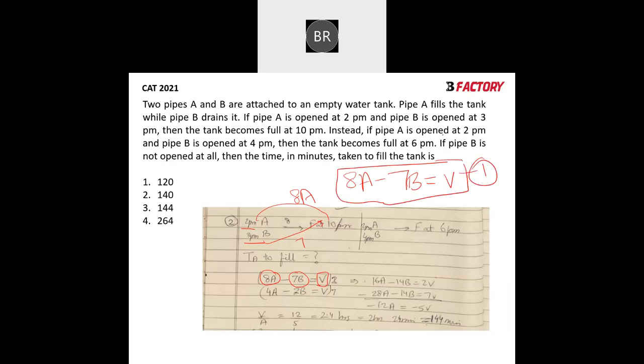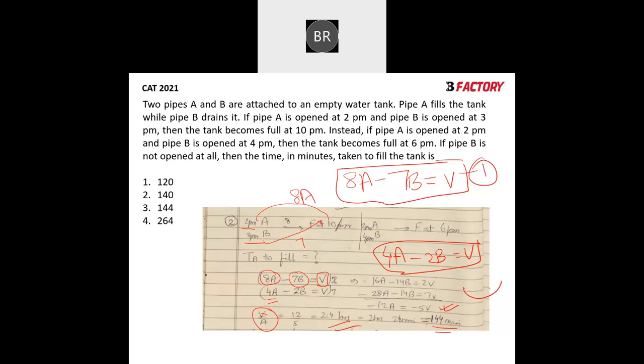Now, look at case number 2. Pipe A is opened at 2, pipe B is 4, 6 baje full ho gaya. Matlab fill kiye kitna ghanta? 4 ghanta. Second equation dekho. 4 hours fill kiye, jo ki 2 p.m. to 6 p.m. aur 2 ghanta exit kiye, 4 p.m. to 6 p.m. and tank full ho gaya. Second equation aa gaya, right? In dono equation ko solve karke A aur V ka relation le aaya hai aur total volume ko A kitna der mein bharega yahi to puch raha tha. To V by A usse solve ho ke answer aa gaya hai.